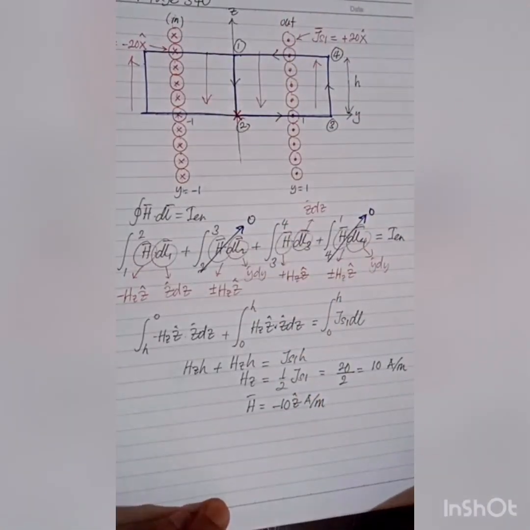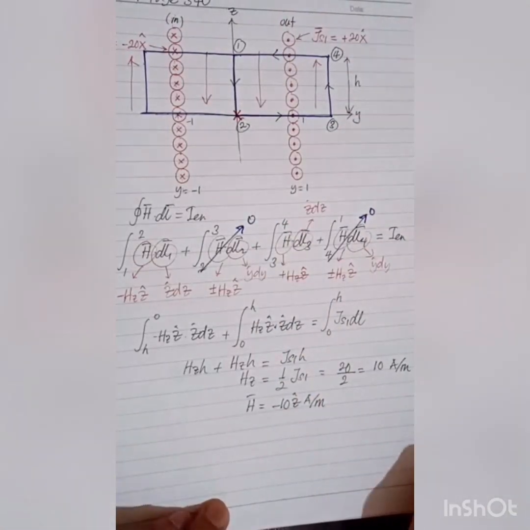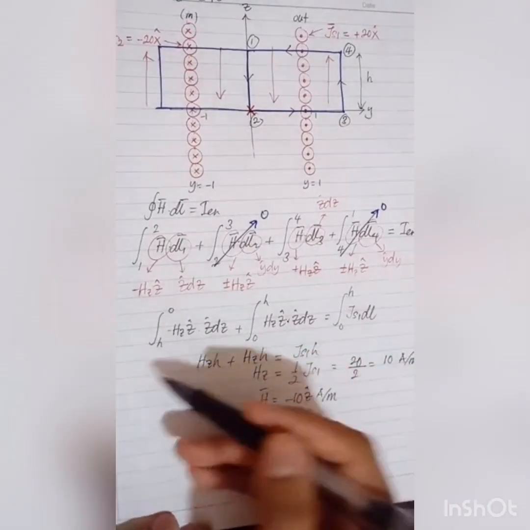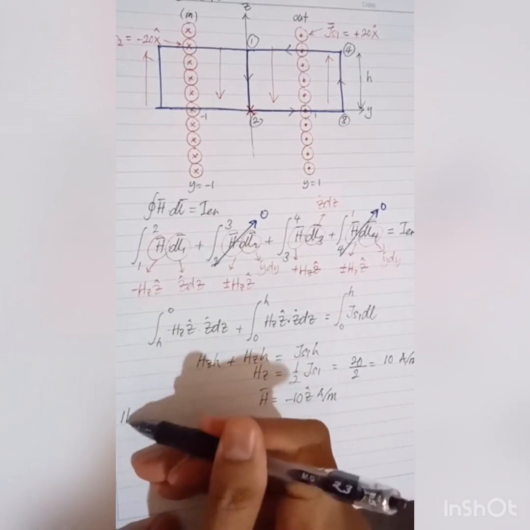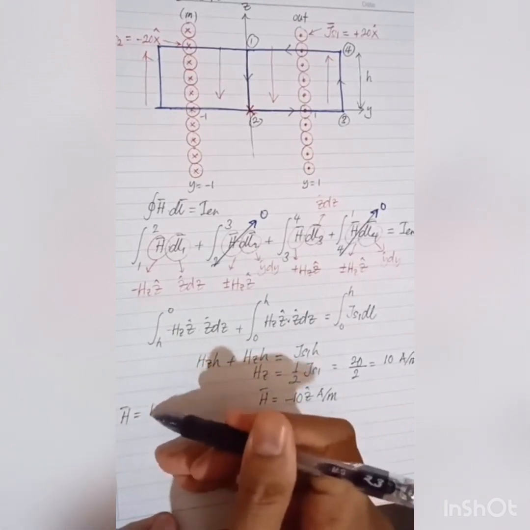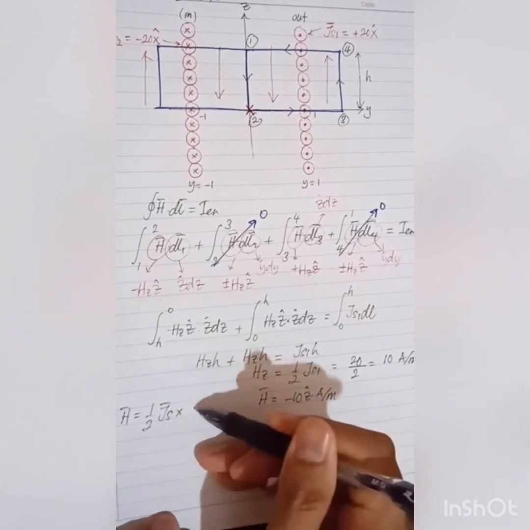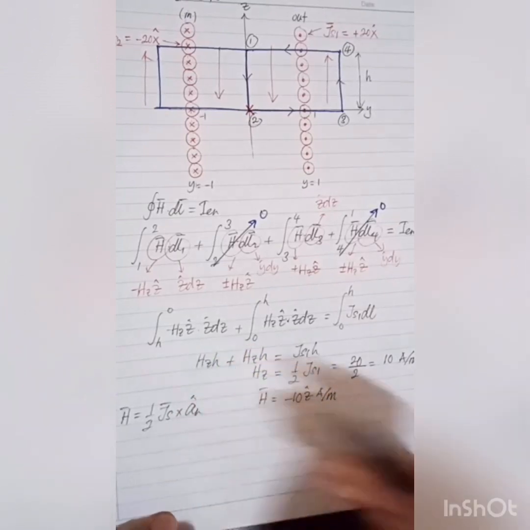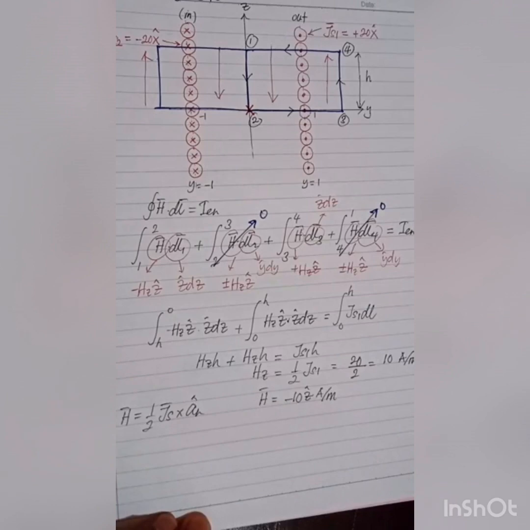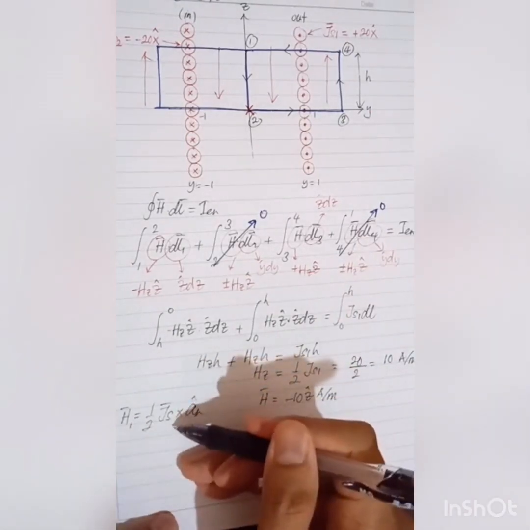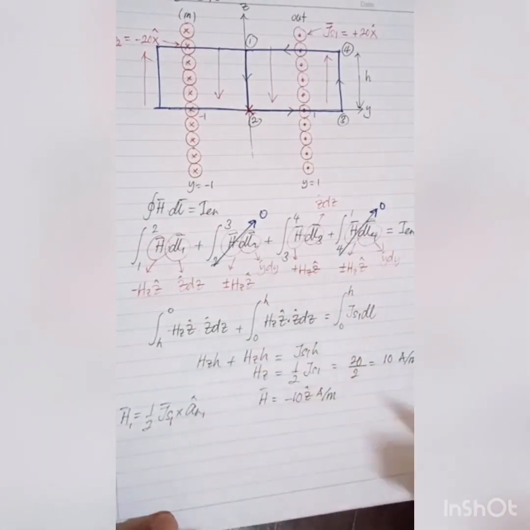Alright, how do we check whether this answer is correct or not? You can simply check your answer using the simple equation shown here, which is the H can be found using this equation: half Js cross an. So now I want to calculate the H that is due to the first current. Let's say I define it as number 1. So now it becomes Js number 1, also an number 1.